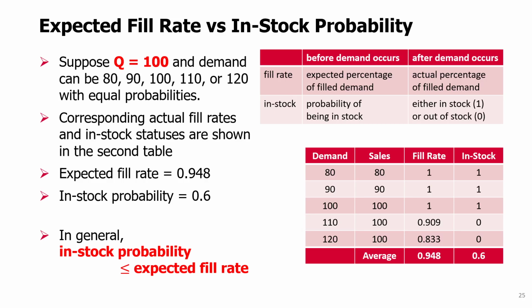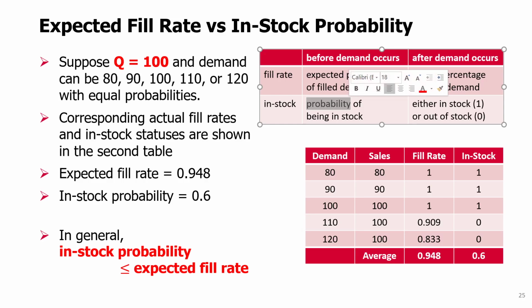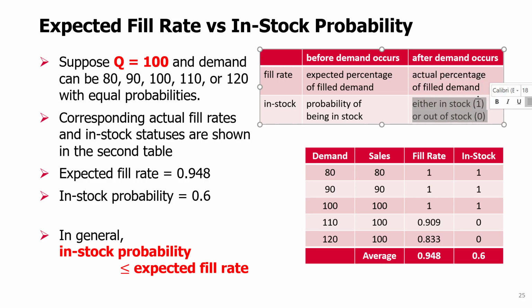So what we used here actually is that fill rate before demand occurs, we can only have expectation, and in stock before demand occurs, we can only have probability of being in stock. Whereas after the demand occurs, we will actually have the actual value of fill rate, right, which will be 100% or 90 or 80 or something else. And in stock probability, we'll have either 1 or 0, right? The actual value will be 1 or 0, never fractional, because after the demand occurs, we know we were in stock or we were not.